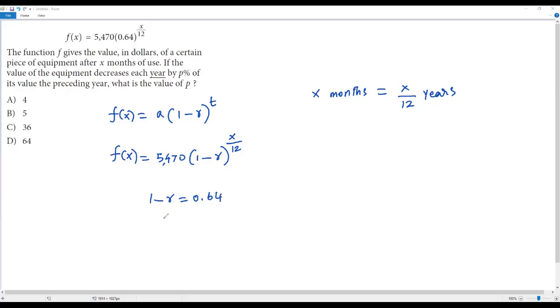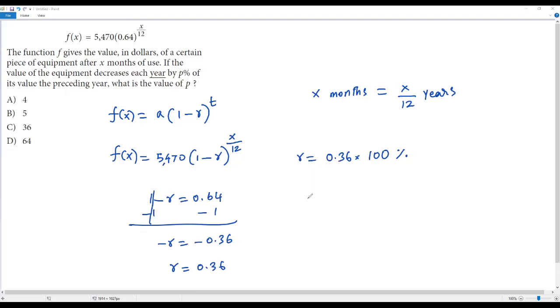Now let's solve for r, which represents the rate of decay. For that, I subtract 1 from both sides. So the positive and negative 1 will cancel. I'm getting negative r equals, when I simplify 0.64 minus 1, negative 0.36. Now let me multiply both sides by negative 1, then I'm getting r equals 0.36. To convert this decimal to a percentage, I have to multiply the decimal by 100. When I multiply 0.36 by 100, I am getting 36%. So the rate of decay is 36%. That means the value of the equipment decreases each year by 36%.